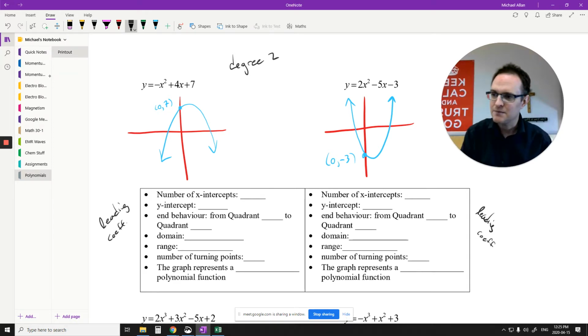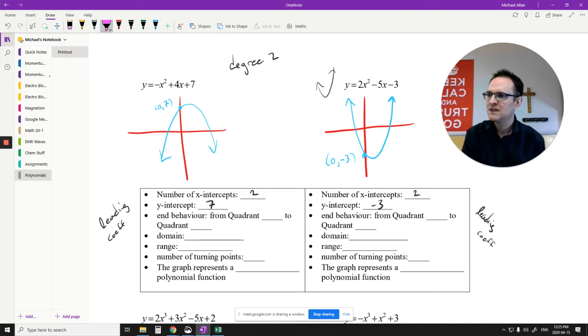We've got number of x-intercepts. Well, they both have 2. They don't necessarily have to have 2, because remember you can have a graph that's a little bit higher up. It doesn't cross the x-axis. We have an example of that earlier. Y-intercept. So we know the y-intercept of both these graphs. This one's at 7, and this one's at negative 3. That doesn't really help us too much, but oh, maybe it does.